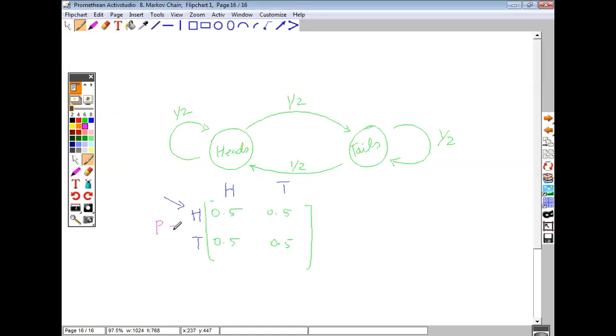So let's say this is my P, and let's start it off with something. Let's say I have observed heads today. So I'll start with something like this, 1, 0. And then if I want to move forward in time, I will again have this transition matrix here, which will get multiplied and you'll get some answer.